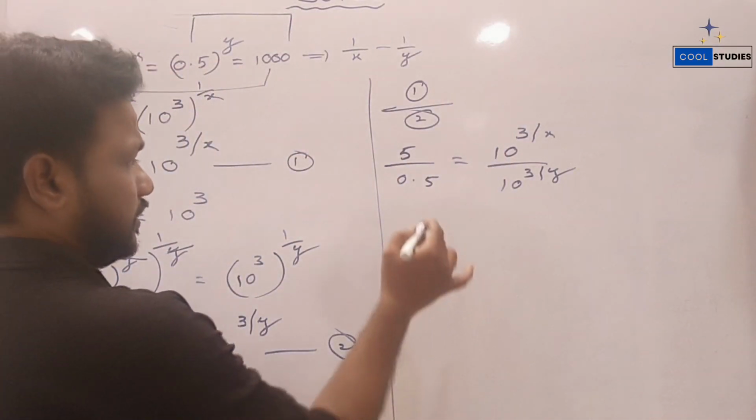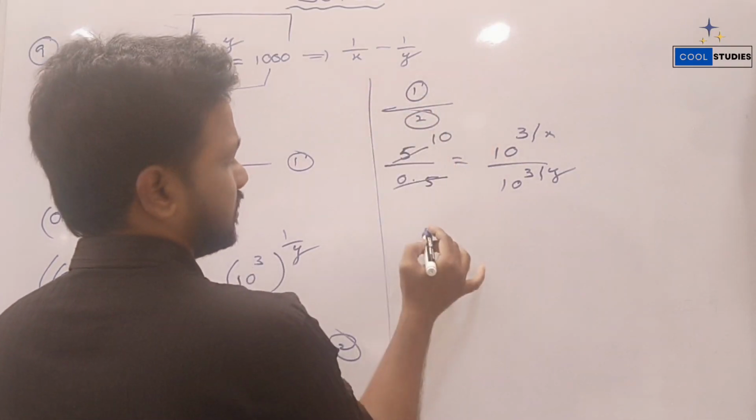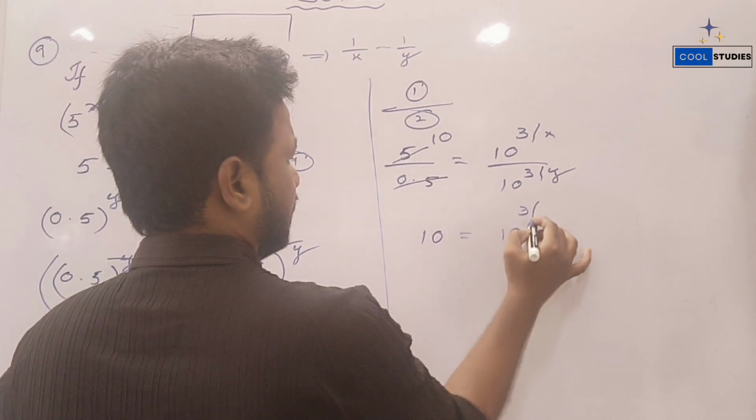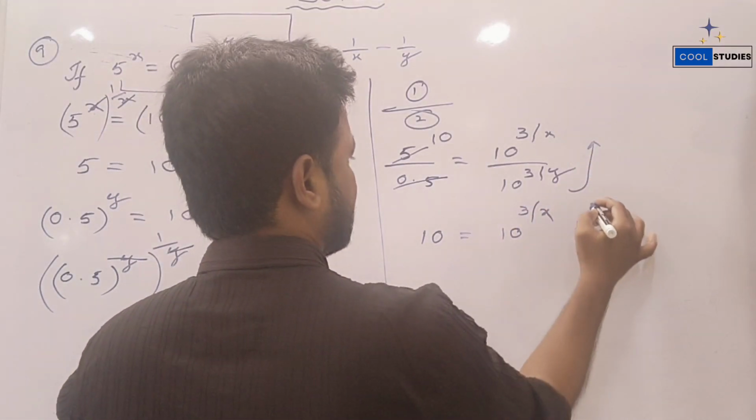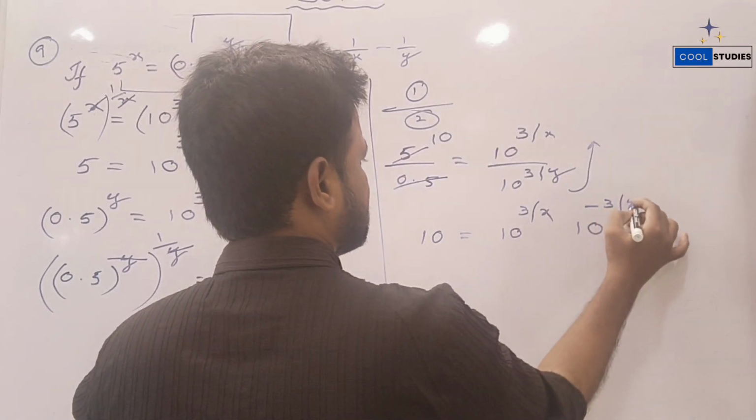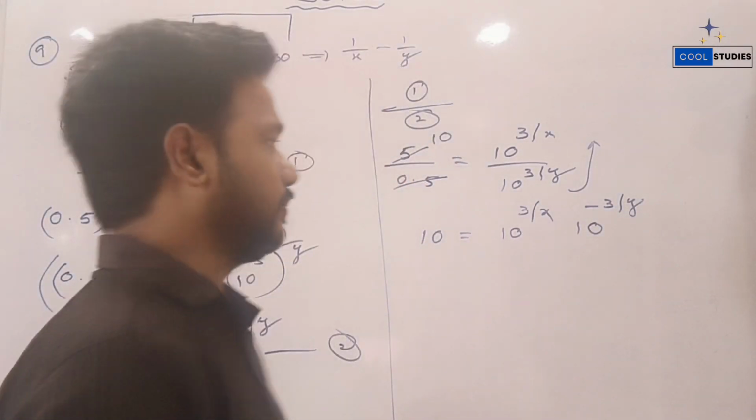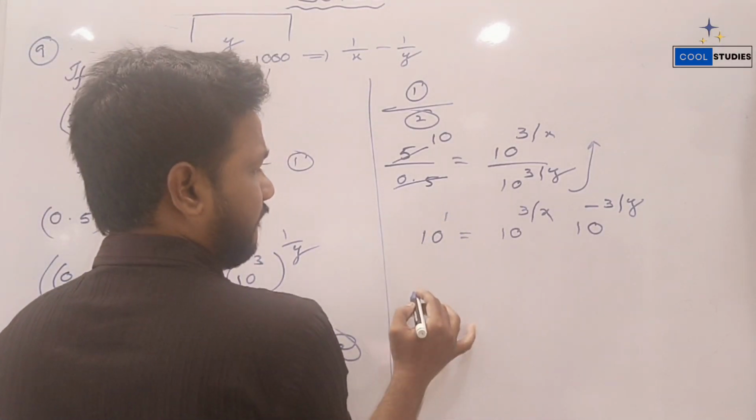Now tell me, how many times does it cancel here? It will cancel as 10 times. So 10 is equal to 10 power 3 by x. If we transpose to the numerator, we can write it as 10 power minus 3 by y. Here, where there is no power, 1 should be there, right?